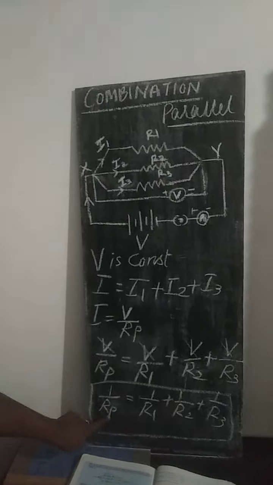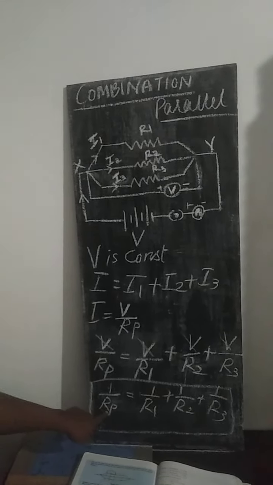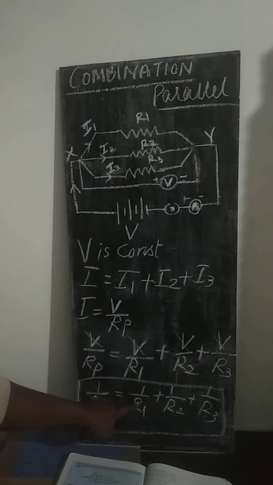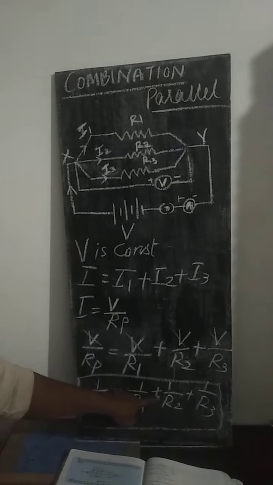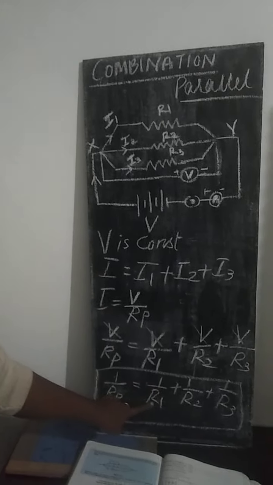That is 1 by Rp. So finally you have to find Rp. From 1 by Rp you have to take the reciprocal and find the value of Rp. 1 by Rp is equal to 1 by R1 plus 1 by R2 plus 1 by R3. Clear? So you can substitute.